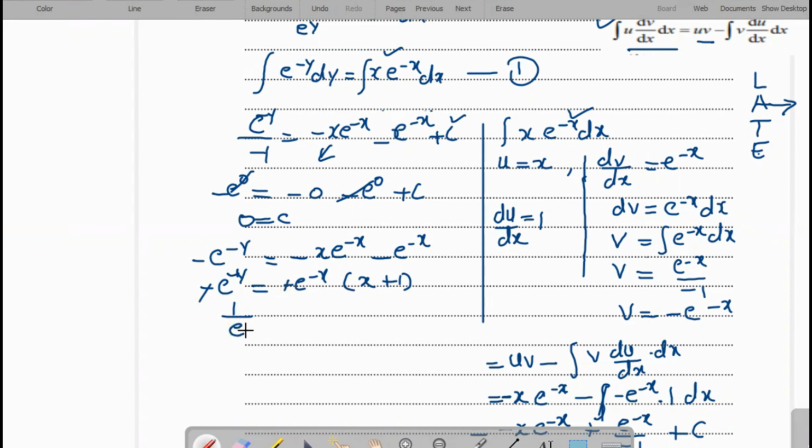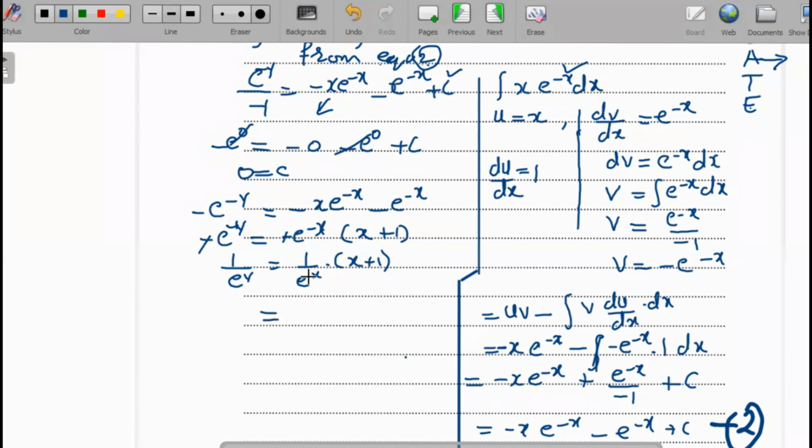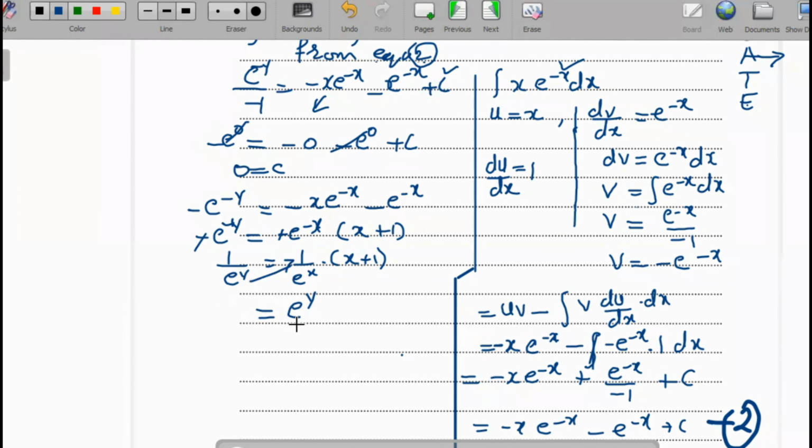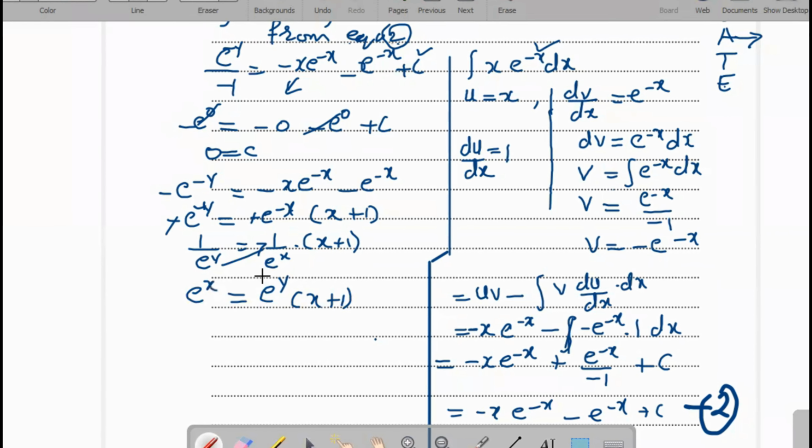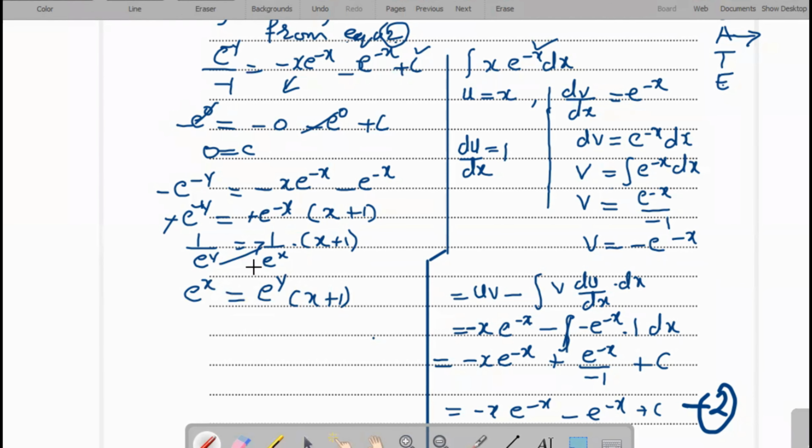So we can write e power y equal to 1 over e power x into x plus 1. So this equation can be written as e power y into x plus 1 over e power x. We cross multiply this and we get e power x over x plus 1 equal to e power y.